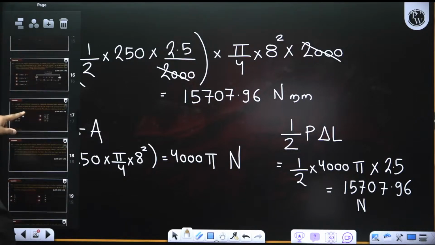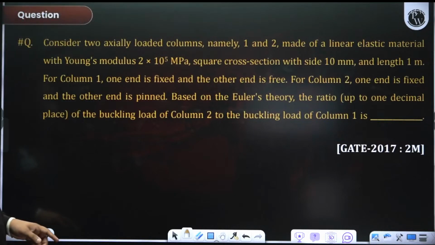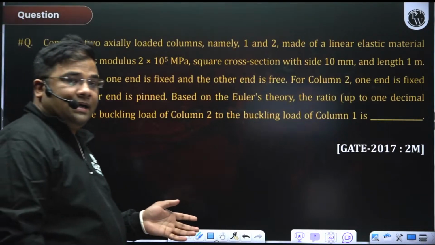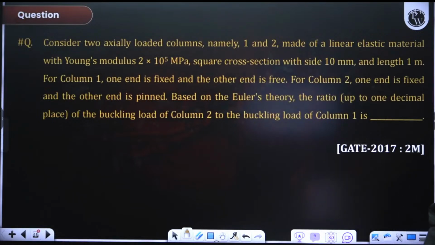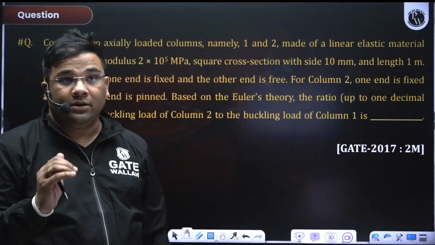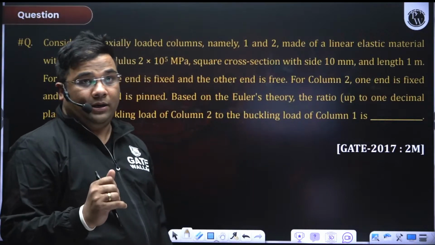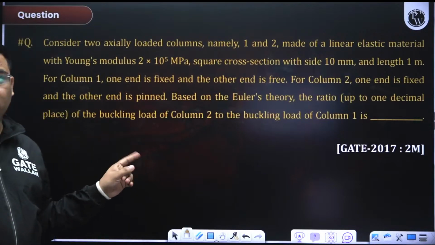Now let us see some questions from columns. Yesterday, those who attended the marathon revision, there also I told that in columns, from buckling load, what they ask mostly is the comparison of buckling load, ratios of buckling load. So this is a similar question. Read the question and solve it.